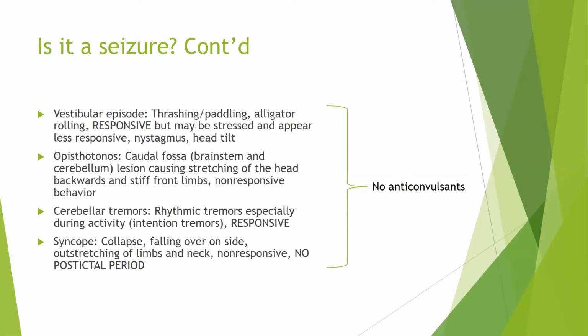Vestibular episodes include thrashing or paddling, alligator rolling, being responsive but possibly stressed and appearing less responsive. Nystagmus and head tilts can happen during these episodes. Opisthotonus episodes involve caudal fossa, brainstem, and cerebellum lesions, causing stretching of the head backwards and stiff front limbs, with the patient non-responsive during this time. Cerebellar tremors include rhythmic tremors, especially intention tremors during an activity, with the patient responsive during the episode.